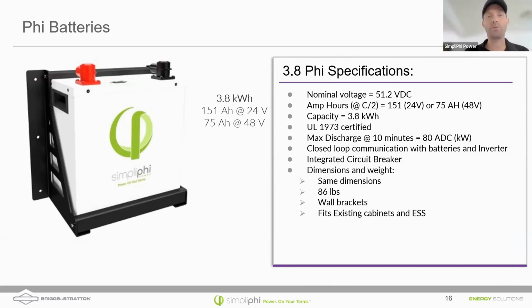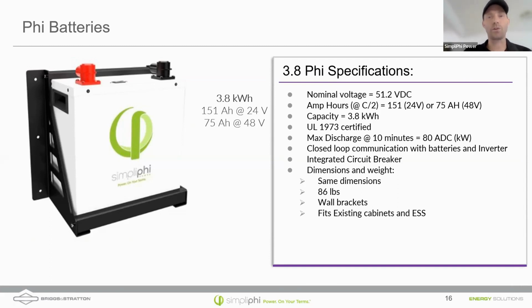Our larger batteries, we've got 5 batteries starting out at 3.8 kilowatt hours. These come in both 24 volt and 48 volt options. The rest of our batteries are all 48 volts. So this battery is great for drop-in lead acid replacements. You can use this battery to replace old battery banks. And if you're running a 24 volt inverter and equipment, this battery might be a good option for you.